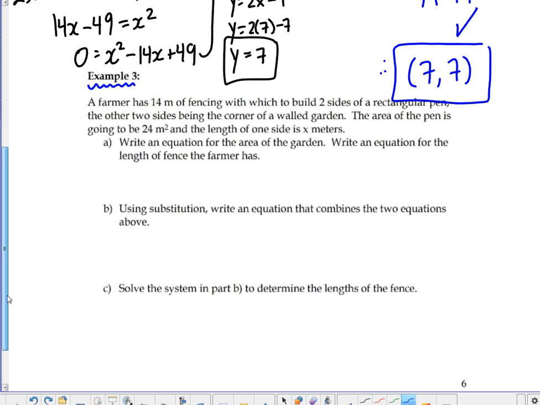A farmer has 14 meters of fencing to build 2 sides of a rectangular pen. The other 2 sides are the corner of a walled garden. So here's the walled garden, and my fence is this part here, just those 2 sides. The area of the pen is 24 meters squared, and the length of one side is x meters. Okay, so what's the equation?